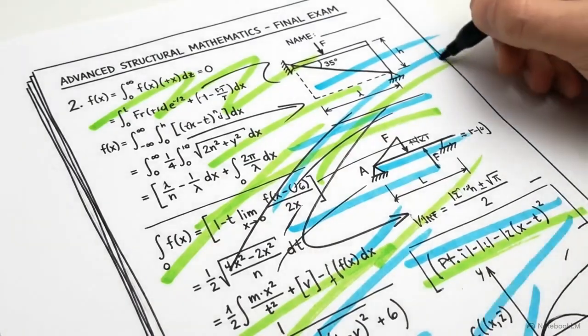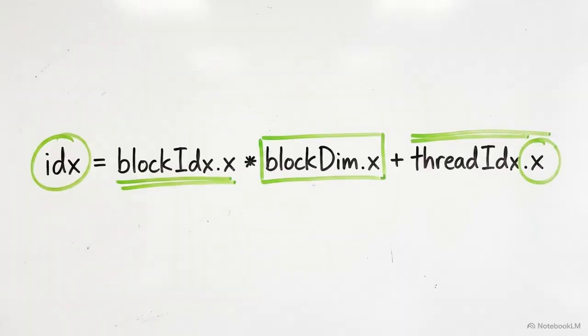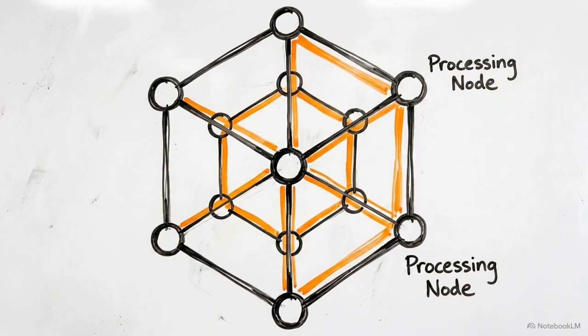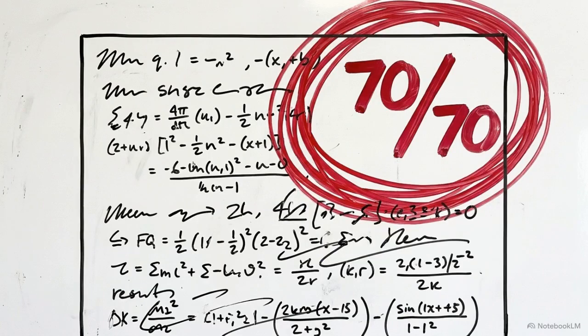Memorize these specific hardware architectures, lock in the cost and index formulas. Be prepared to draw the hypercube and the CUDA memory maps. Execute those steps and you have reverse engineered the perfect high-performance computing score.